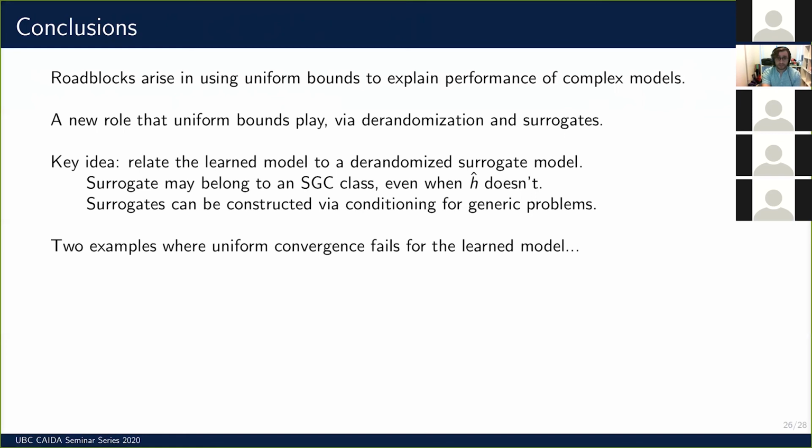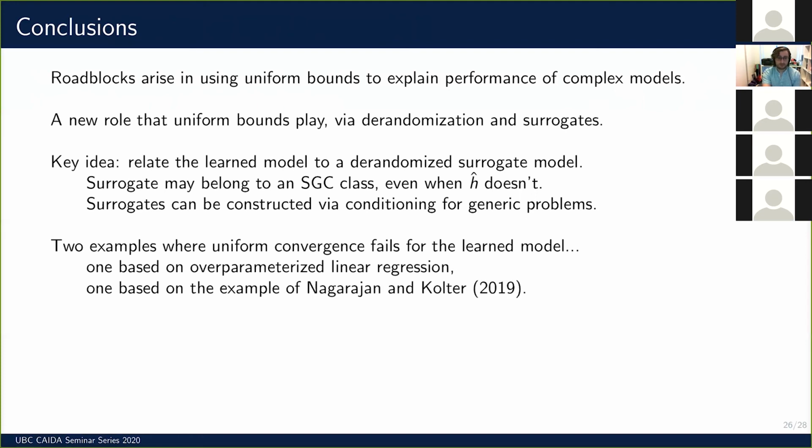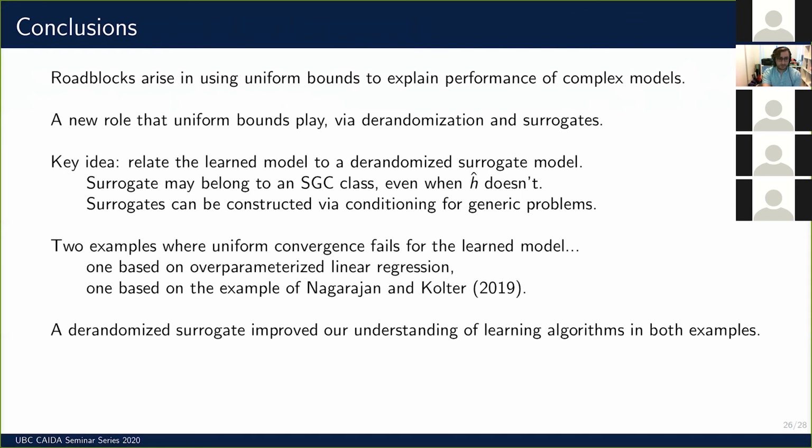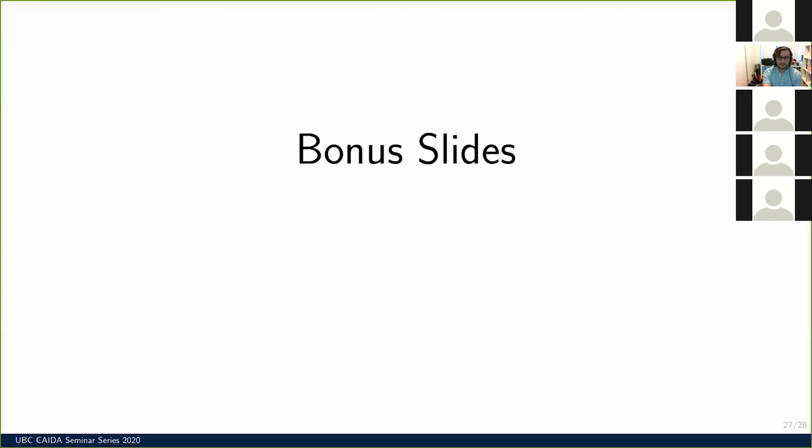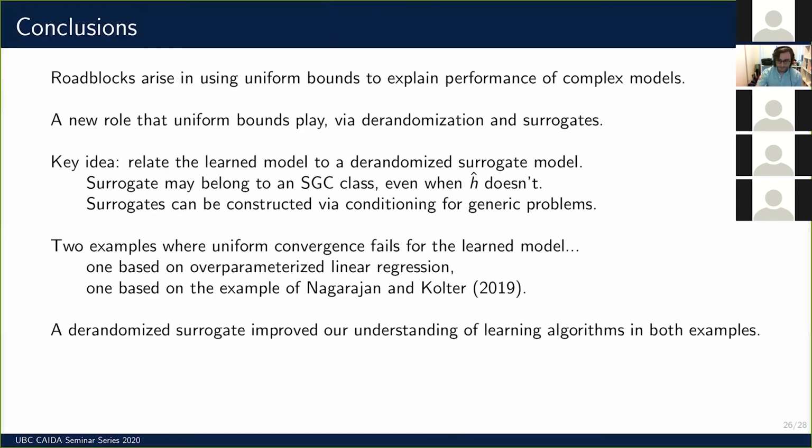And we saw two examples where uniform convergence failed for the learned model, one based on overparametrized linear regression and one inspired by the work of Nagarajan and Kolter. And for both of these examples, a derandomized surrogate improved our understanding of learning algorithms. Thank you.